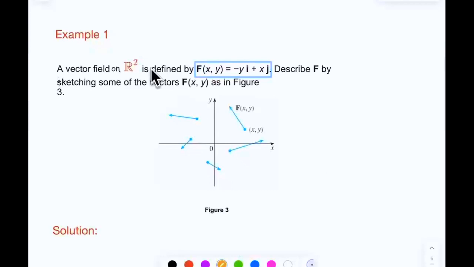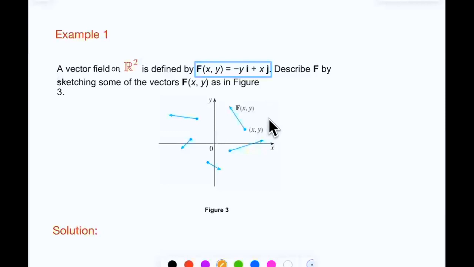This one here is a vector field on R2, on the xy plane, and we define this vector field by this formula. F here is equal to this. Here they ask you to describe this vector field by sketching some of the vectors right here. I already gave out the answer over here. We sketched it right here. But you might wonder, how do we get this? How do we sketch this out?